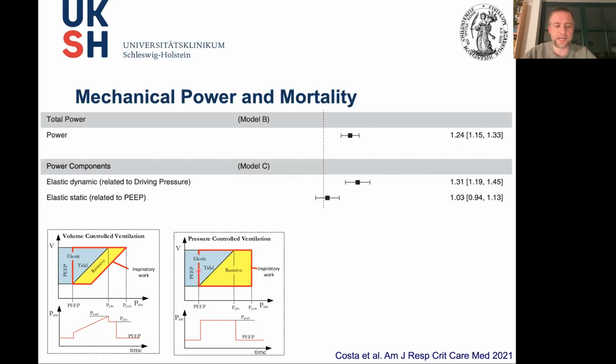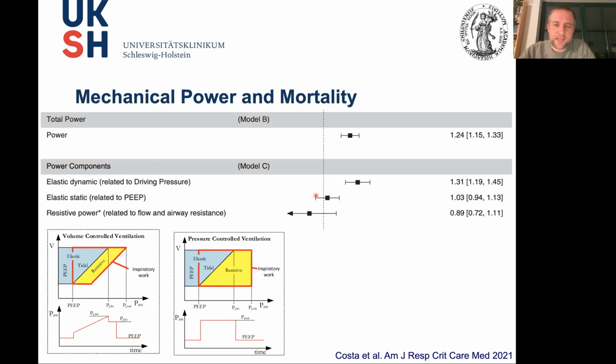But the tidal part of mechanical power, so the one that is related to driving pressure, was the one that had the strongest association with mortality, whereas the resistive part of power did not really have any association with mortality.